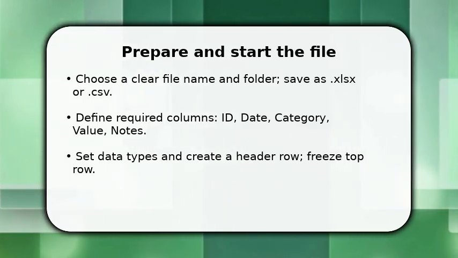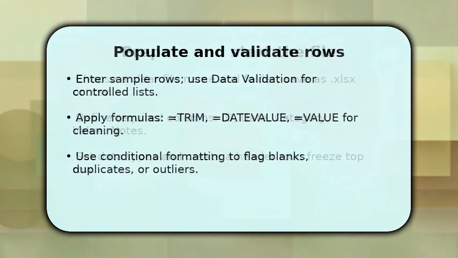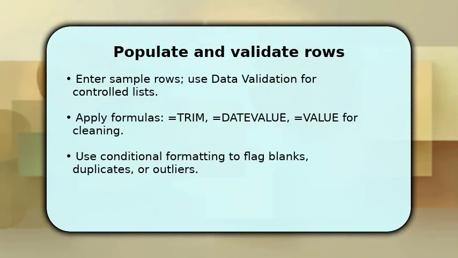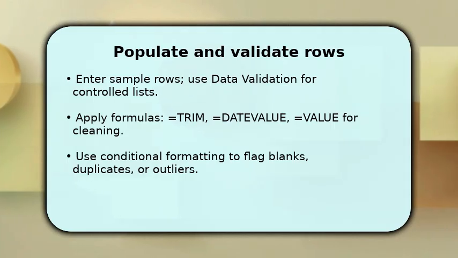You now focus on entering and cleaning records. Start with a small batch of sample rows to test your structure. Add data validation lists for categories and drop-downs for consistent entries. Use cleaning formulas like TRIM to remove spaces, DATEVALUE to standardize dates, and VALUE to coerce numbers.